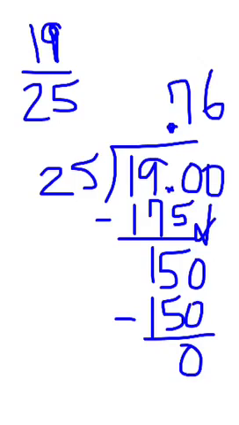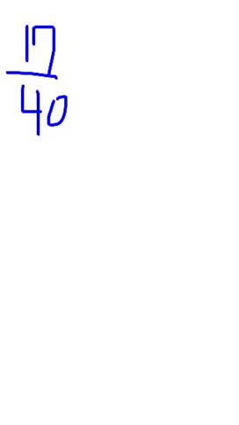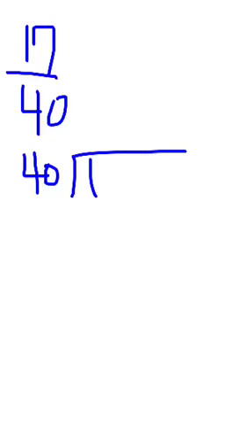Let's look at another fraction. We have the fraction 17/40 that we need to convert into a decimal. So again, set it up as a division problem, and add a decimal point and a 0 to start dividing. To start, 40 can go into 170 4 times.